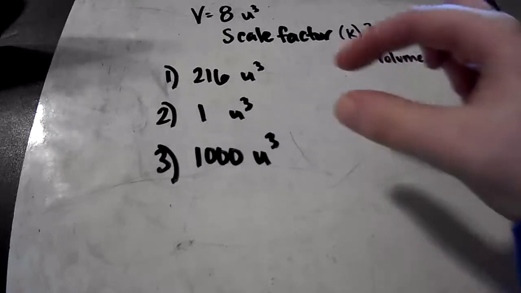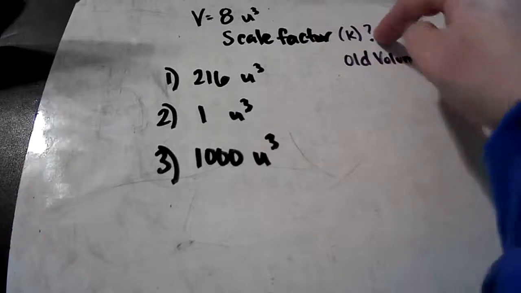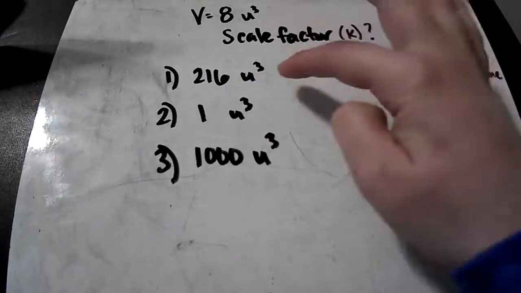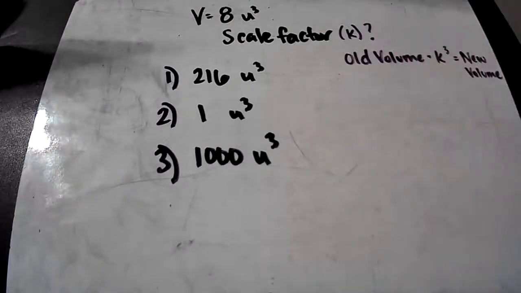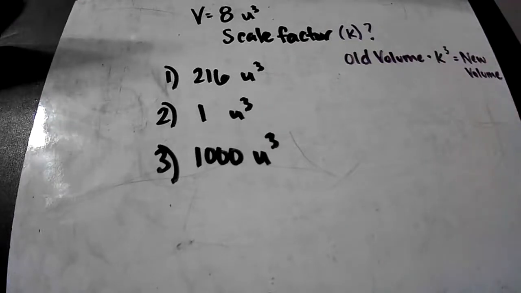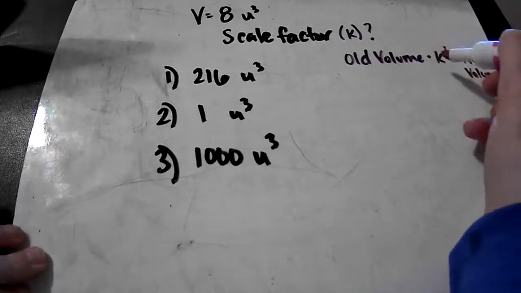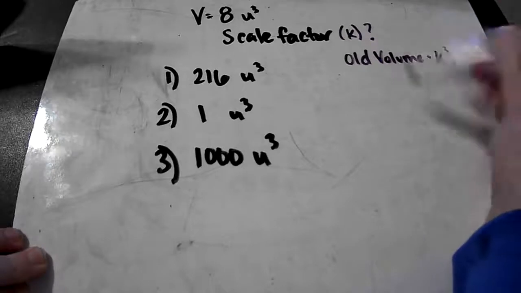So these three questions are asking us to figure out what the scale factor is if our original volume, our old volume, was 8, and our new volumes were 216, 1, and 1000. So we're working backwards to figure out what our scale factor is. So for each of these problems, instead of doing the old volume times k cubed equals the new volume, we're going to do the opposite of this.